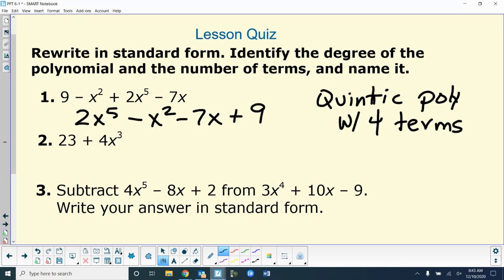All right, this one, 4x cubed plus 23. What's the leading coefficient? 4. What's the degree? 3. 2 terms, name it. Cubic binomial, yeah, because there's only 2 terms, we've got a special name. But if you said cubic polynomial with 2 terms, I guess you're right.